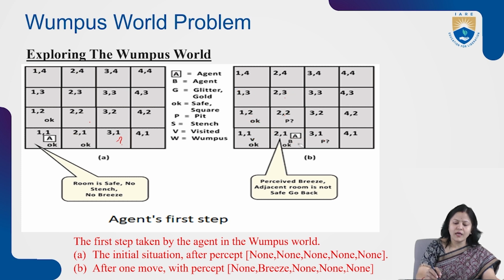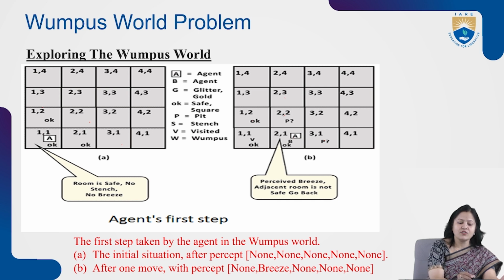As I told, we already know that the agent's first place is 1-1, and this is the monster place. Let me write. One pit is available here, here also one pit is available, and here also one pit is available. This is the agent location, A is written. Now the agent will start moving forward, towards the 2-1 location.